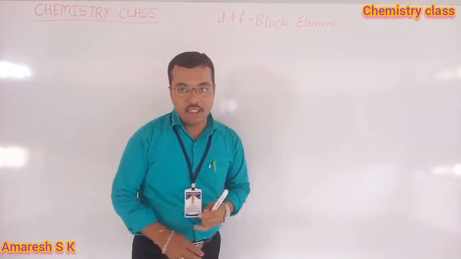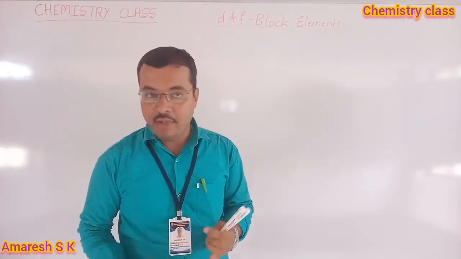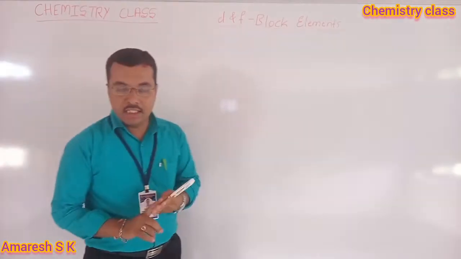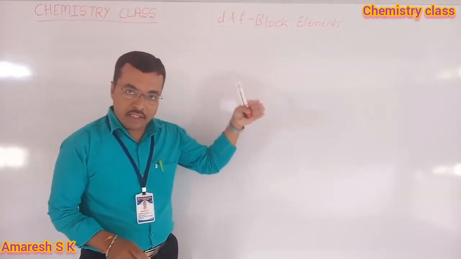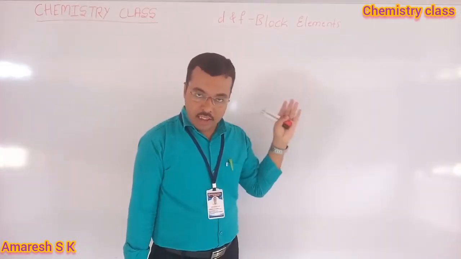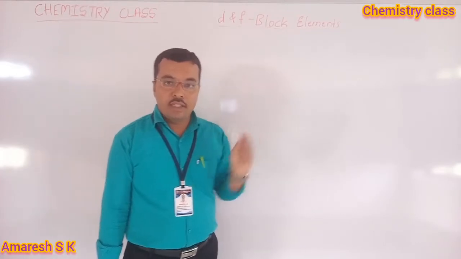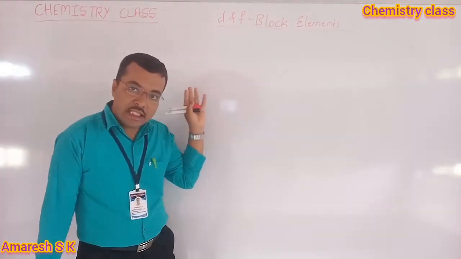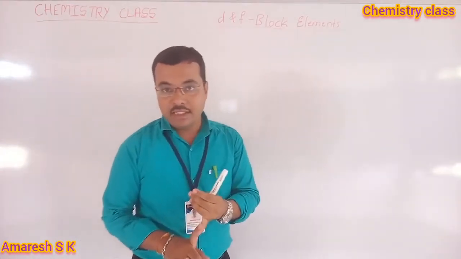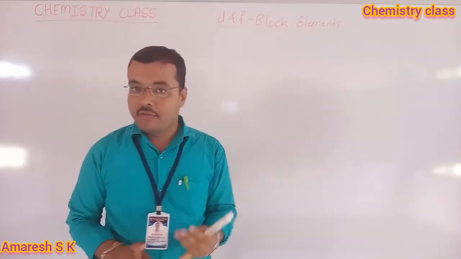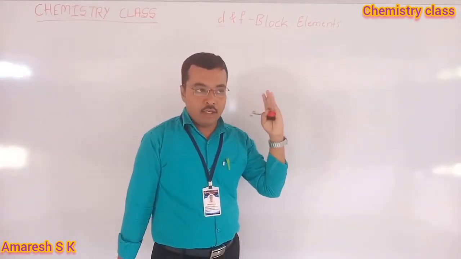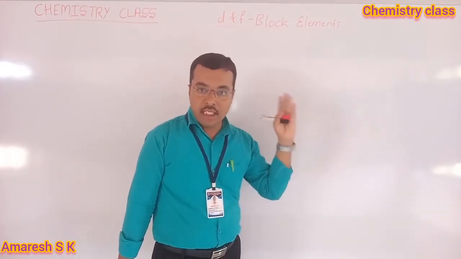The D block elements are mainly classified into four different series of elements: 3D series, 4D series, 5D series and 6D series of elements. Like this, we have classified all the elements of the D block into four series. Among those, we have discussed especially the 3D series of elements. In the 3D series, there are totally 10 elements, from scandium to zinc, from atomic number 21 to atomic number 30.